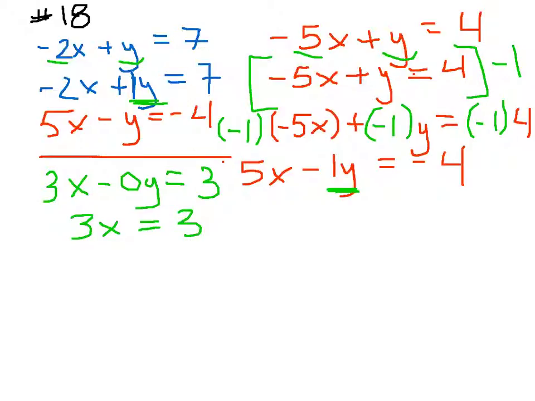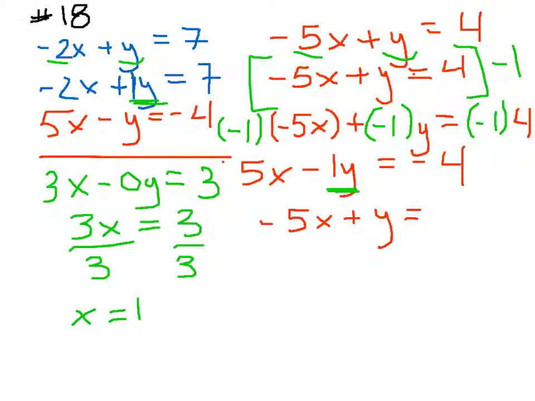And I divide everybody by 3 to get my x all by itself, and I get x is equal to 1. All right, so then I'm just going to take this time to show you that variety is the spice of life. I'm going to plug that 1 into the red equation, just showing you I can plug it into either one, it doesn't matter. Last time I plugged it into blue, this time I'll plug it into red, and I get negative 5x plus y is equal to 4.